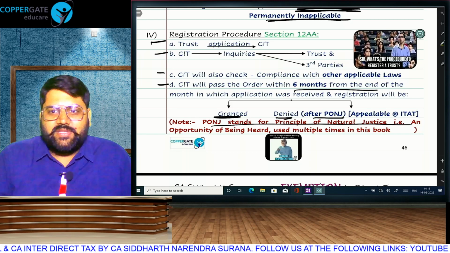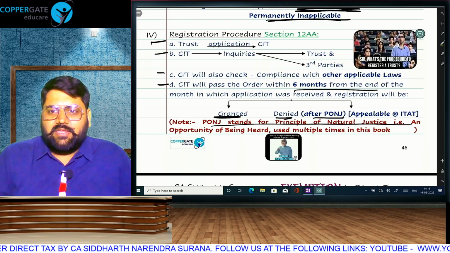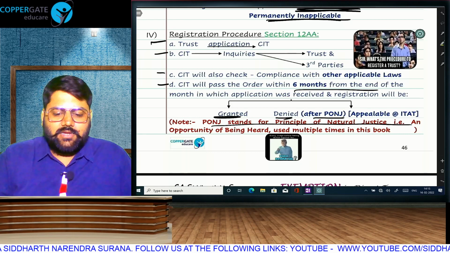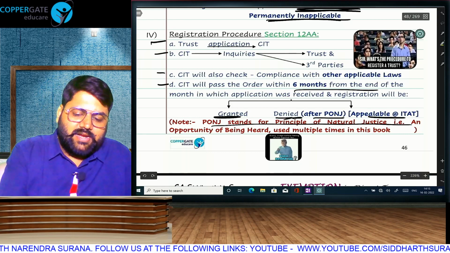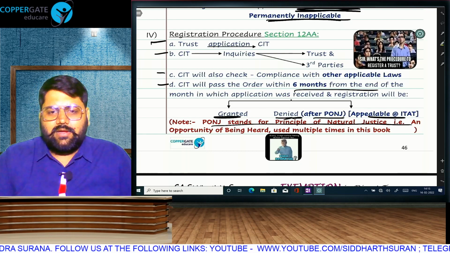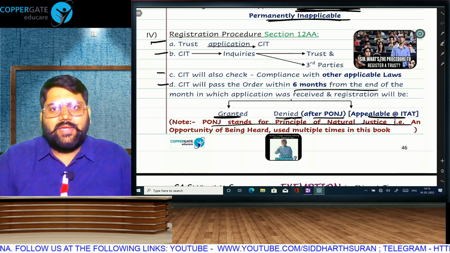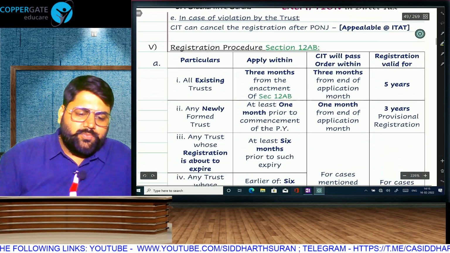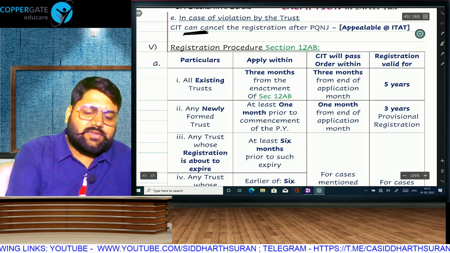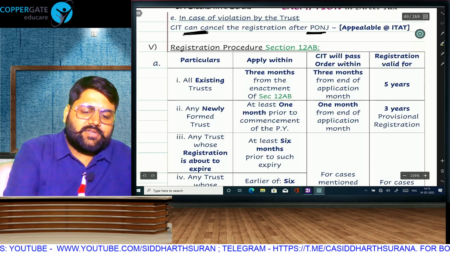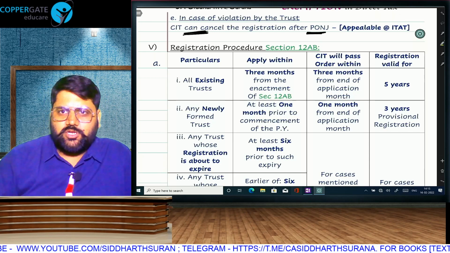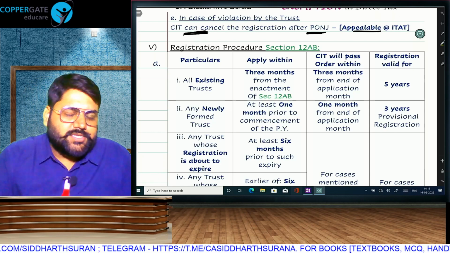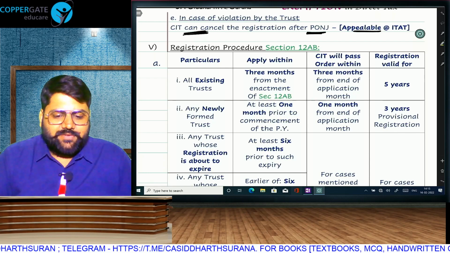Principle of natural justice. That means the assessee will be given a reasonable opportunity of being heard. That is called principle of natural justice. Then only it will be denied, and even after denial, it is going to be appealable at ITAT. Denial of registration will be appealable at ITAT. Okay. And now we talk about the new procedure. In case of violation, CIT can cancel the registration of the trust. There also he will have to provide you an opportunity of being heard, and that is also going to be appealable. So just like denial, for cancellation of registration also opportunity has to be given, and that will also be appealable.